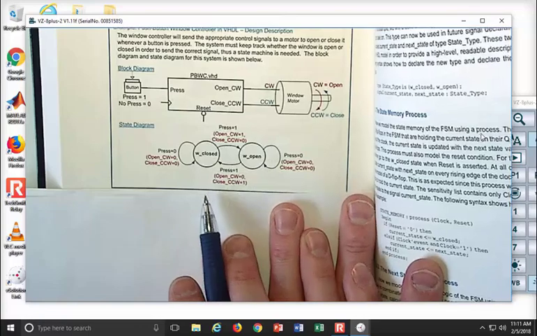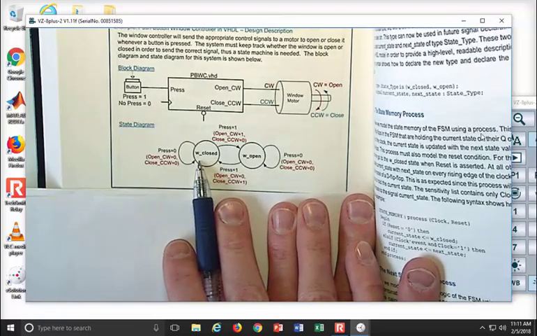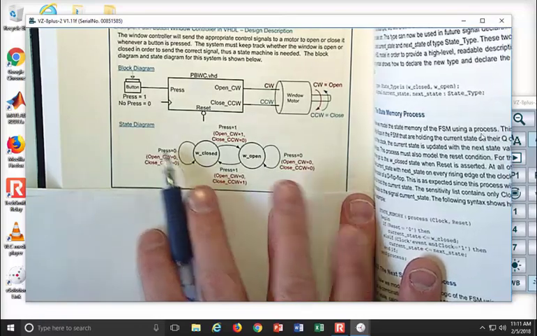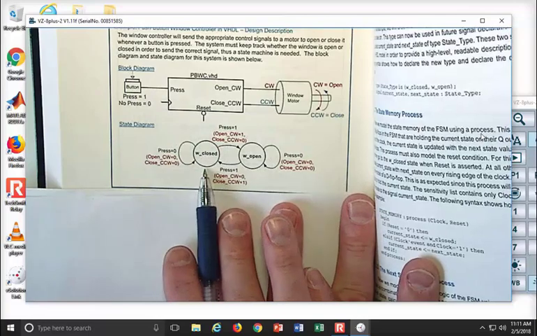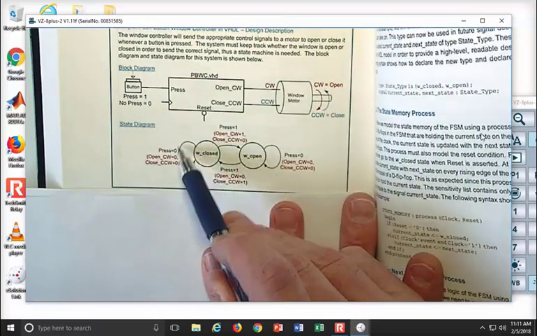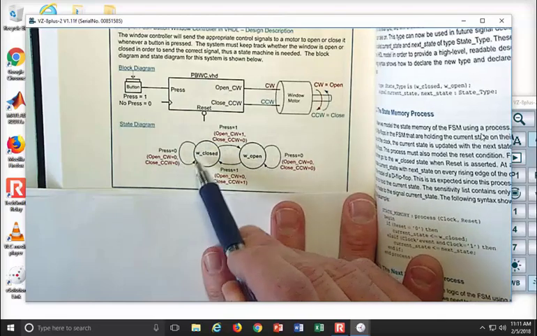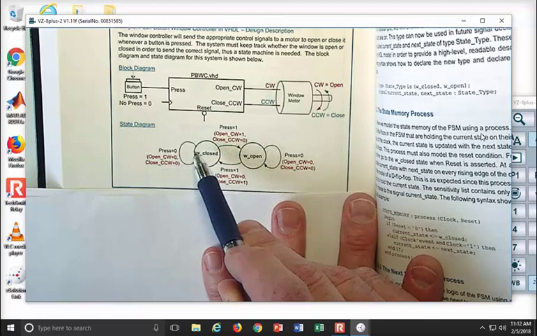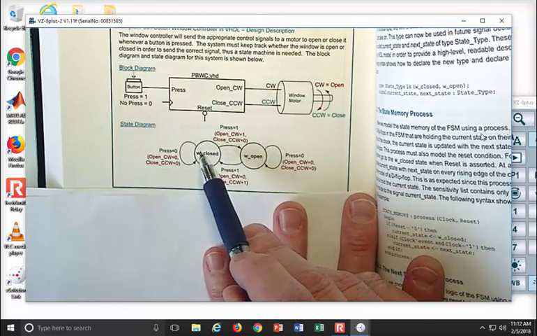Okay, so let's take, for example, that we're in window closed and press is a 0. That means that nobody has pressed a button. All we are going to do is sit in this state. So our next state is just W closed. We're going to sit there. Next state is nothing more than W closed. In addition to that, we do care about what the outputs are.